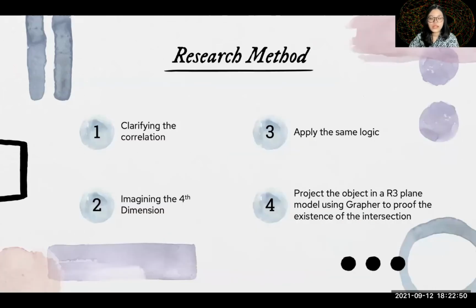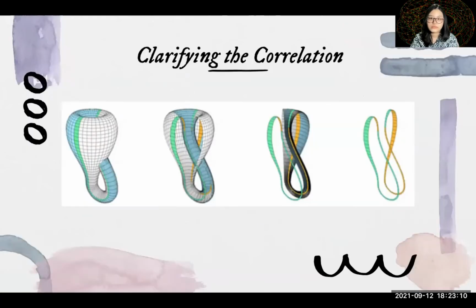Okay, so the first thing that I did for this research is to clarify the correlation, and then I imagined the fourth dimension, and then I applied the same logic so that I can project the object in the third-dimensional plane model using Grapher in macOS to prove the existence of the intersection.